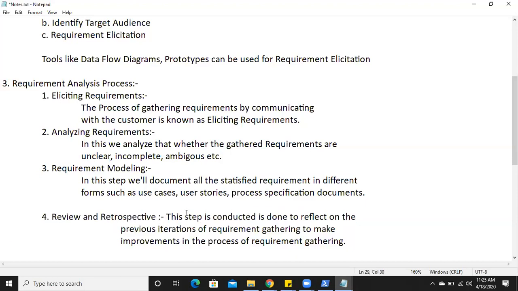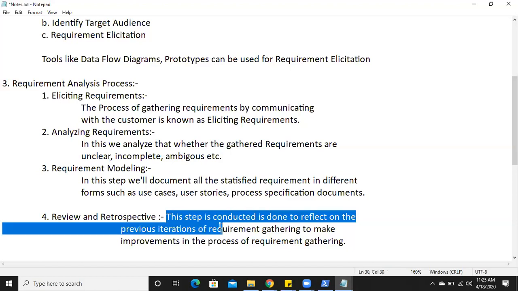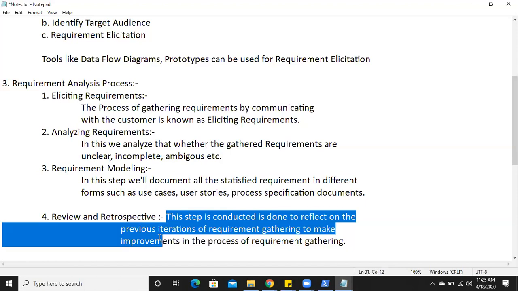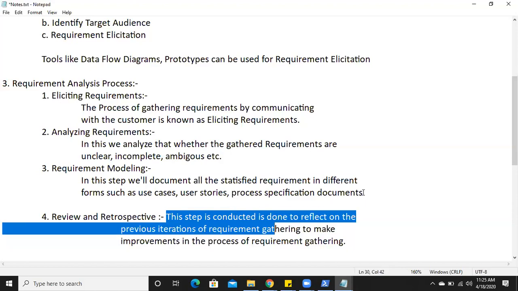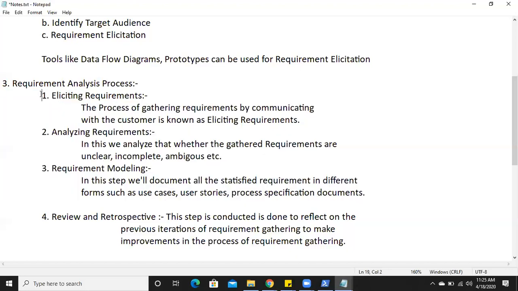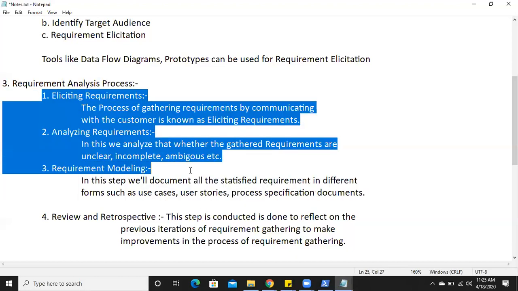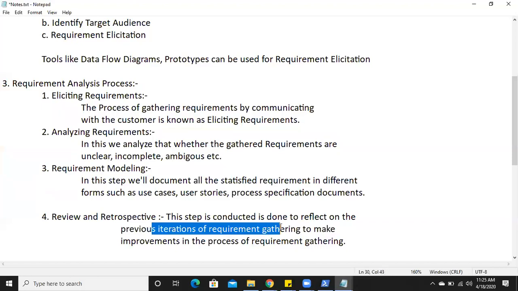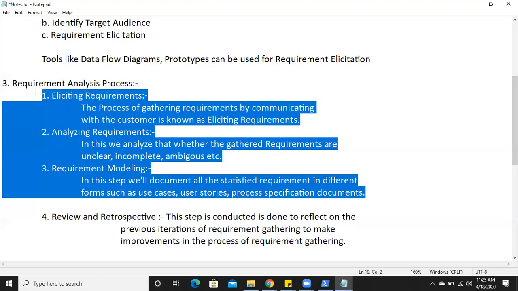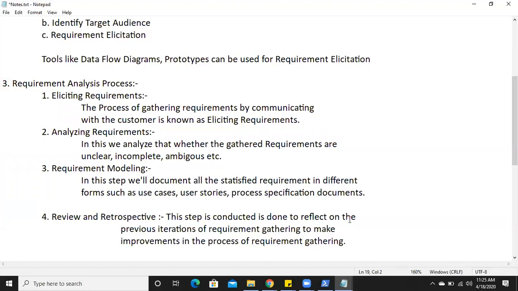This step is the last step. It is the step conducted in order to reflect on the previous iterations. So what we have done in our last three steps, in the fourth step we will analyze the results of these three steps, and if there are any improvements needed in these last three steps, we will again iterate the last three.